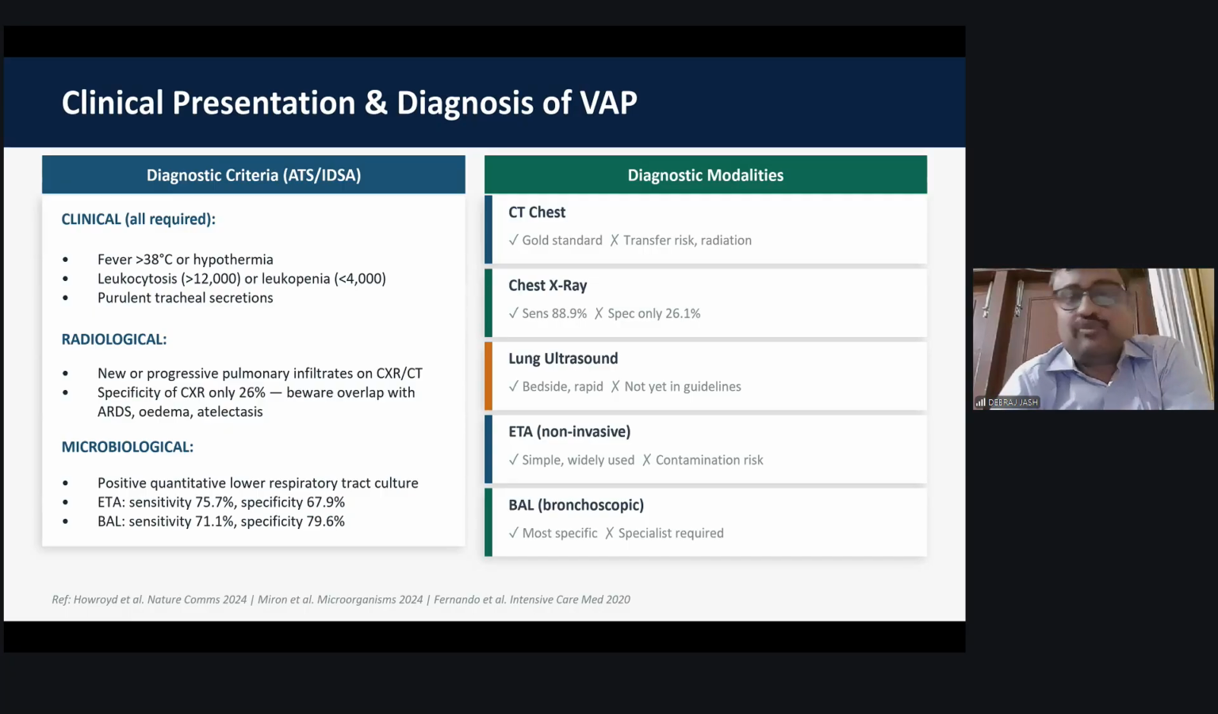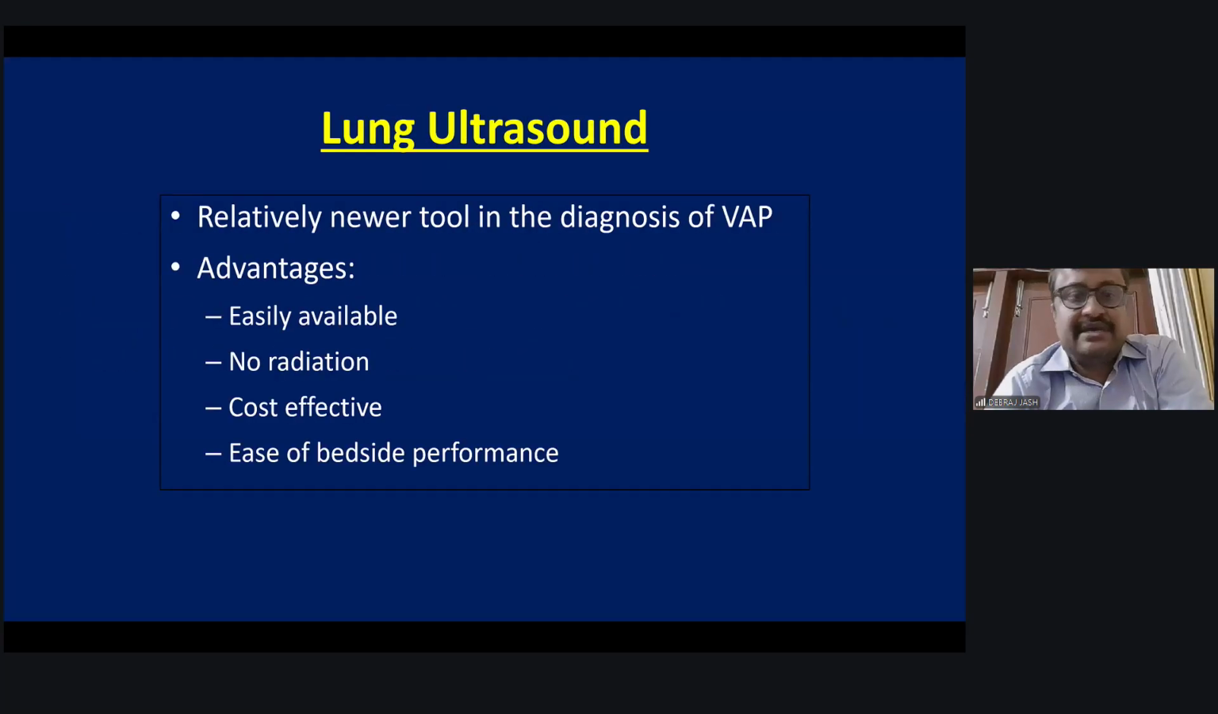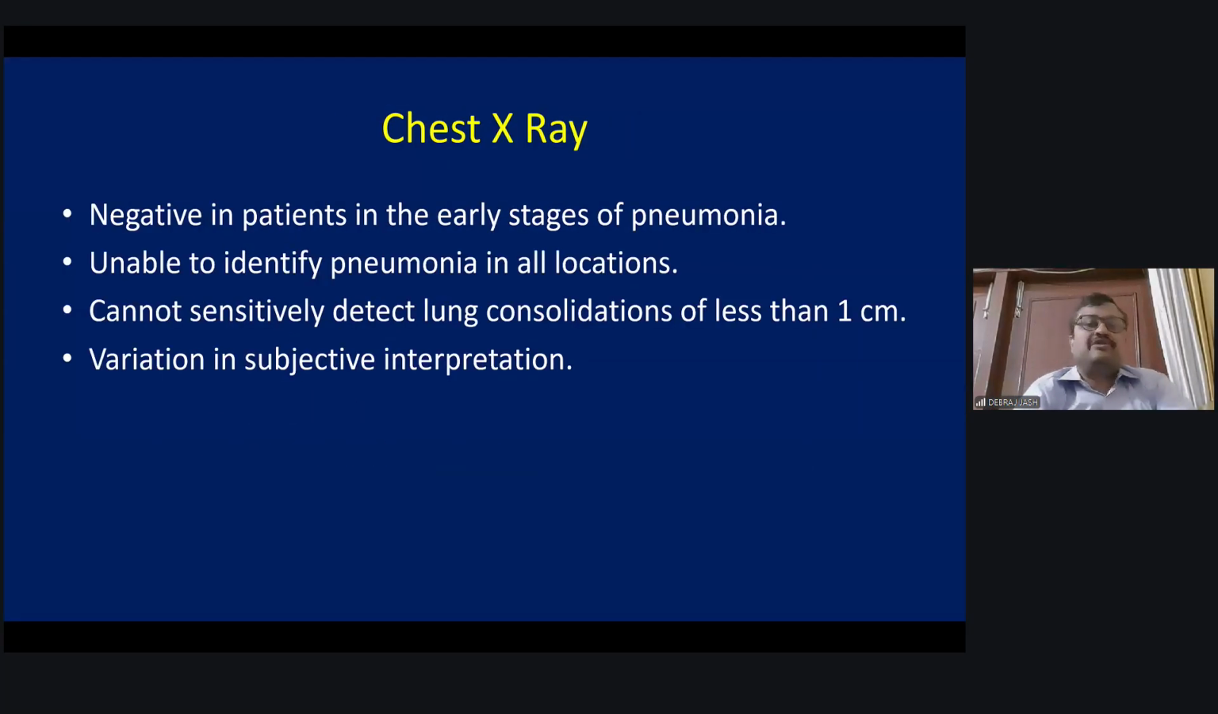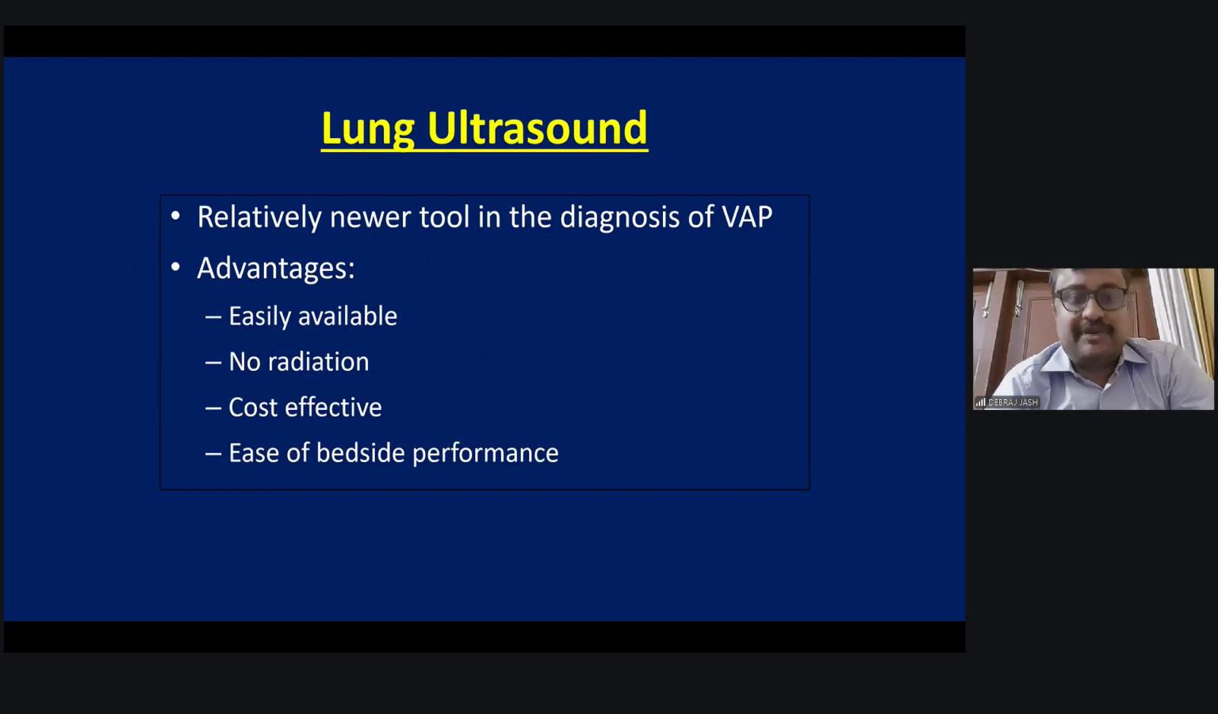Nowadays, with more and more use of lung ultrasound, we are getting experienced. Unfortunately, it is not yet in the guideline, but it will definitely come in the latest guideline. ET aspirate is widely used, but has contamination risk, and bronchoscopy specialists are required. Chest X-ray cannot always identify all pneumonia in all locations and it is difficult to diagnose small consolidation. Also there is subjective variation of interpretation.